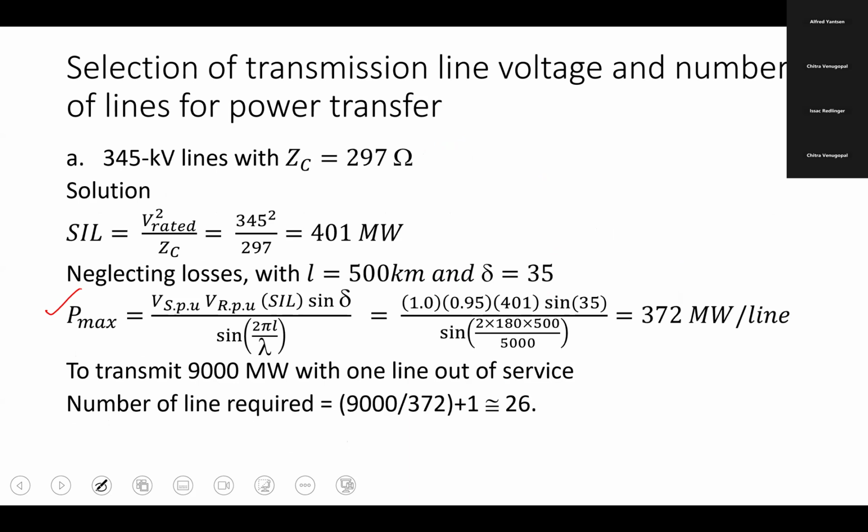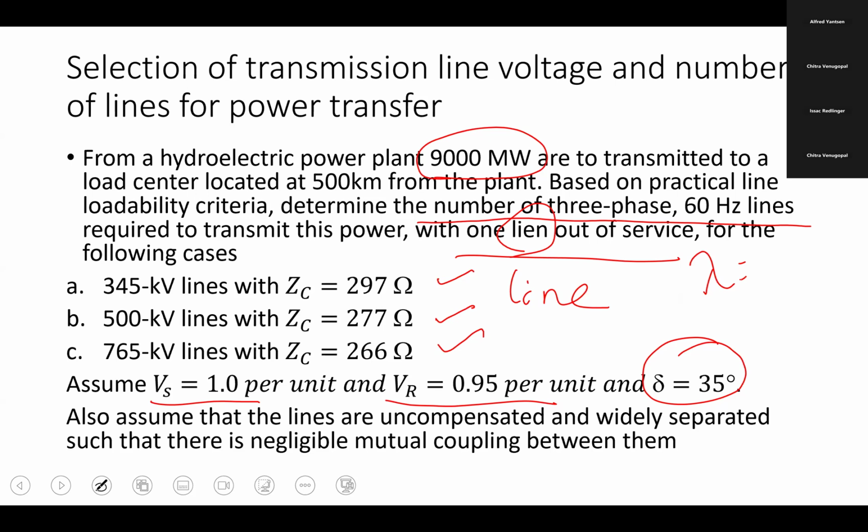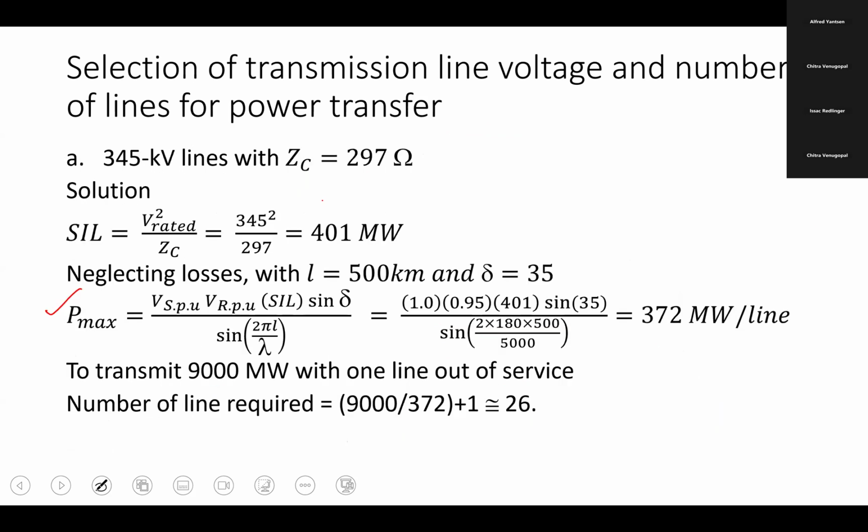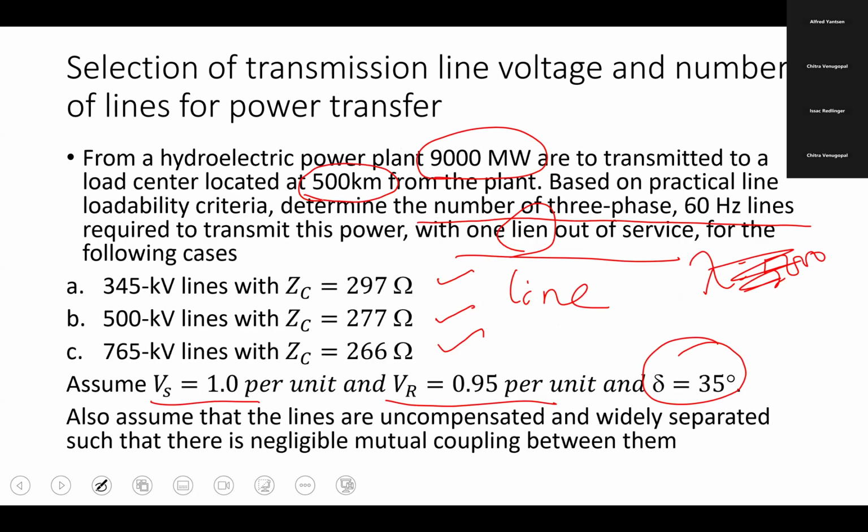Under steady state limit, calculate the values. So the gamma value should be given here. Actually, wait. It is given here as 500 kilometers. So the 500 kilometers, it should be 5000 kilometers.